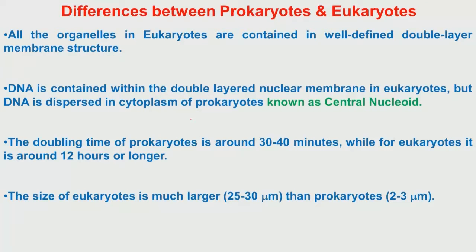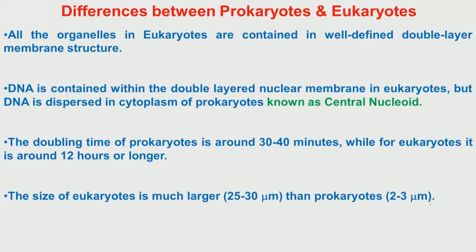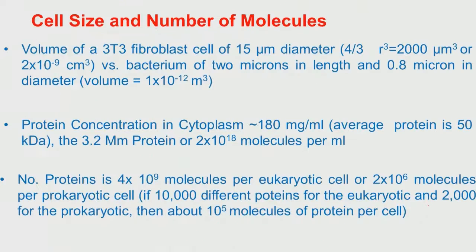Another difference is that the doubling time of prokaryotes is around 30 to 40 minutes. That means the prokaryotes typically divide much faster than the eukaryotes, which are truly nucleated cells. For eukaryotic cells, the doubling time is somewhere around 12 hours or longer. The other thing you might have noticed in the last slide is that the micron scale bar is not there. Otherwise, the size of eukaryotes, around 25 to 30 micron, is much larger than prokaryotes, which is 2 to 3 micron. The first two differences I have already explained to you a few minutes back.